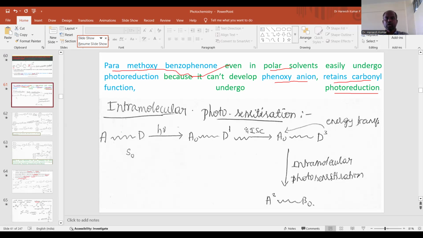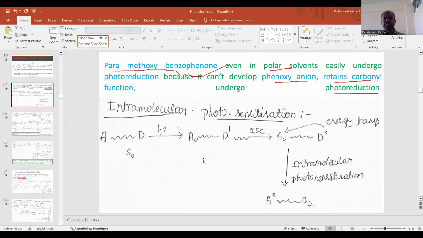And let's look into the intramolecular photosensitization. Here I'm taking a general example. A is the acceptor, D will be the donor, at ground state. What does it mean? It means that if a compound contains an acceptor and donor in a molecule, when such molecules are irradiated, the donor gets converted into singlet, and the singlet donor undergoes intersystem crossing, forming a triplet of the donor. Since the molecule contains the acceptor within it, it transfers the energy to the acceptor.